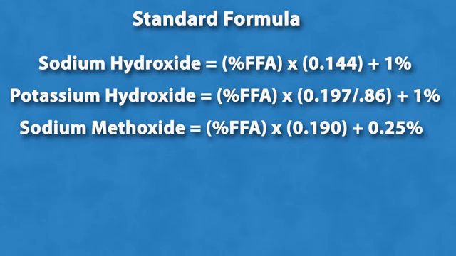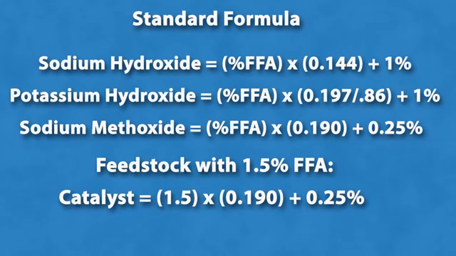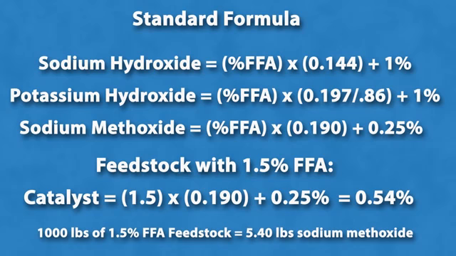For example, when adding sodium methoxide to a feedstock with 1.5% free fatty acid, the amount of catalyst would be 1.5 times 0.190 plus 0.25%, equaling 0.54% of the weight of oil or fat to be made into biodiesel. 1,000 pounds of 1.5% free fatty acid feedstock would require 5.40 pounds of sodium methoxide.